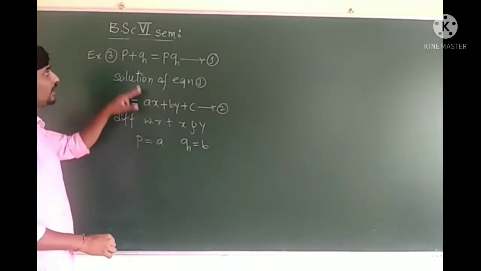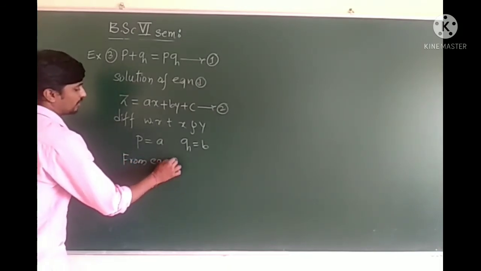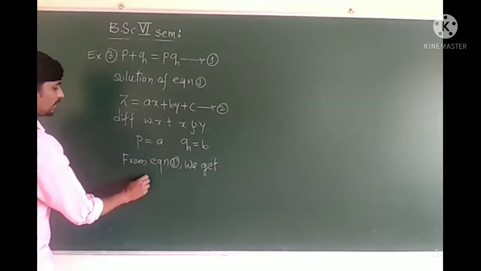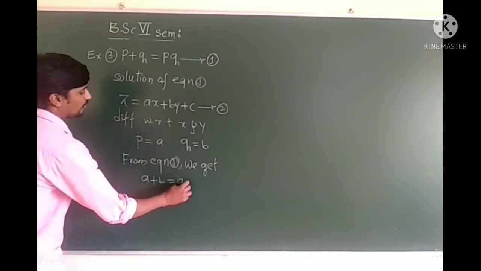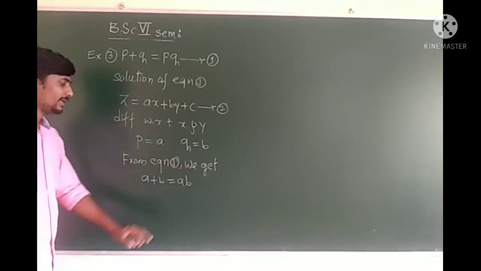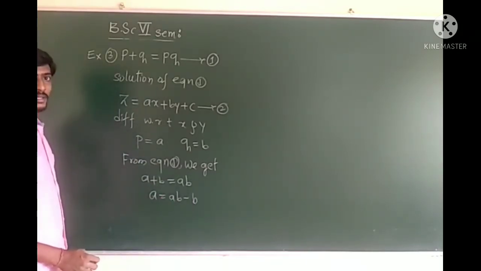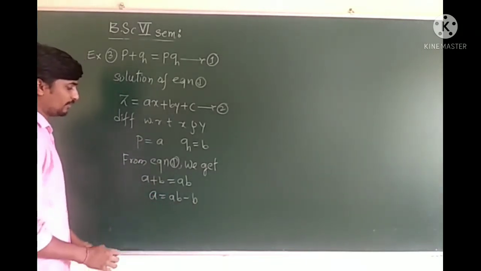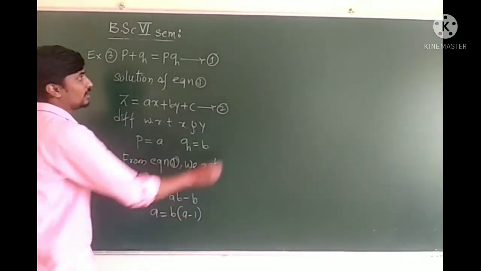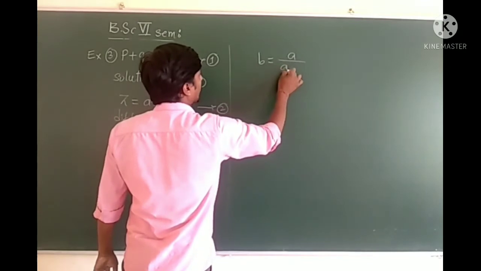So now substitute this value in this equation. So from equation 1 we get a plus b is equal to a into b here. Yes. So now I will take this b to this side. So this will become a is equal to ab minus b here. Yes. So now I will consider b as a common from both the factors. So therefore a is equal to b into bracket a minus 1 here. So after that you will get the value of b. It is b is equal to a divided by a minus 1.